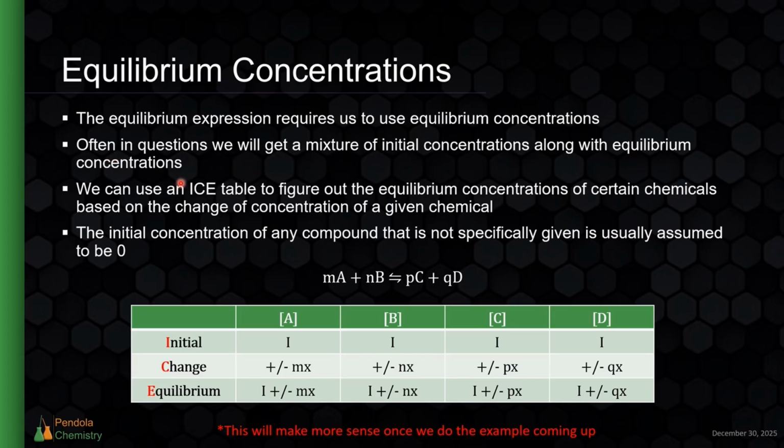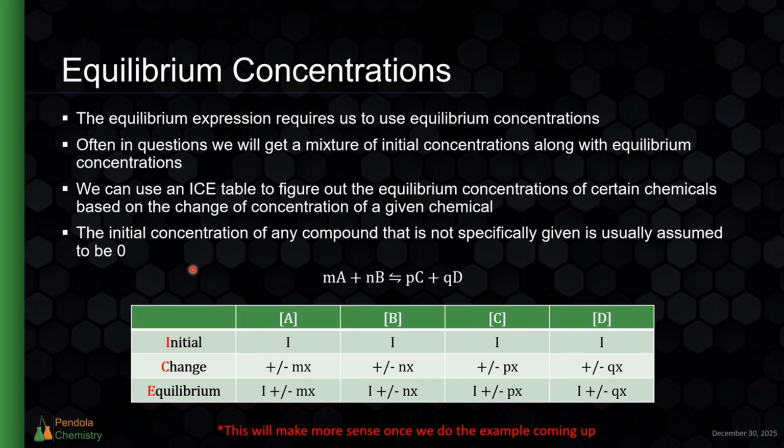Now, an ICE table might sound scary, but it's actually a very simple table that helps us keep track of concentrations. ICE stands for initial, change, and equilibrium. The initial row is essentially us putting down how much concentration of each reactant and product we had initially. The questions will usually tell you you have a specific amount initially of a reactant or product, and so you will put those concentrations in this row, which we represent here with I for initial.